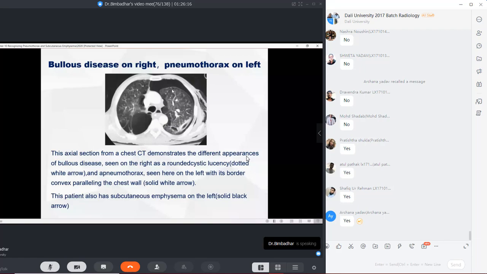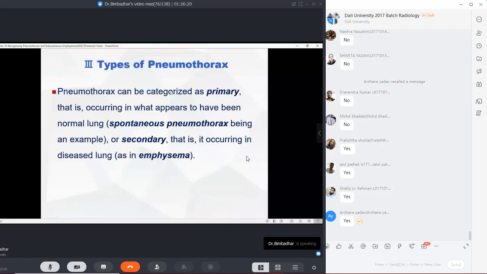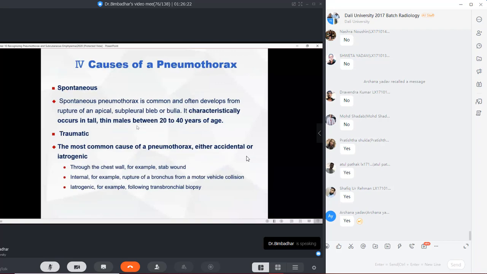Okay, so that is what is called a spontaneous pneumothorax. A spontaneous pneumothorax happens because of the rupture of subpleural blebs, remember, and it is characteristically present in tall thin males between 20 to 40 years of age. It can be traumatic also. The most common cause of a pneumothorax is either accidental or iatrogenic.